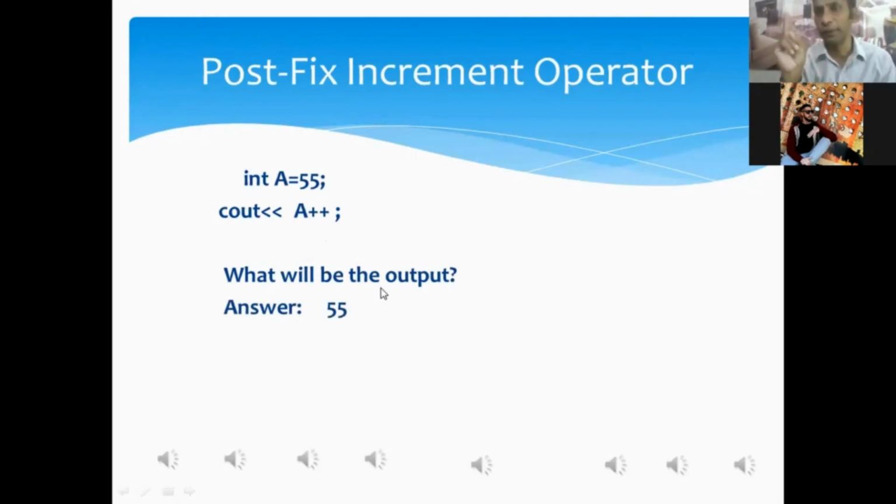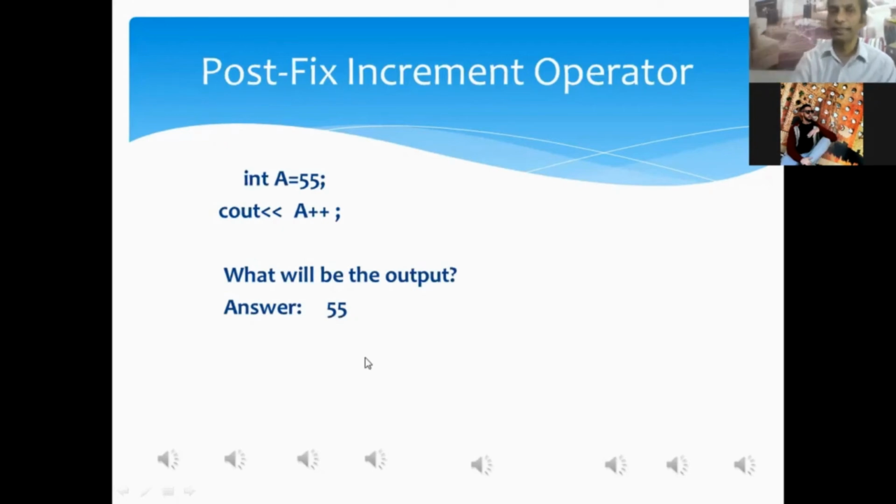Two things will happen over there. First of all, the value of the variable will be used, or displayed. And then what will be done? The variable will be incremented by 1. Now, 55 will be displayed over there. And then what will be done? Add 1 to the variable A. 56. Okay, do write this into your notebook. Now the new value of A is what?